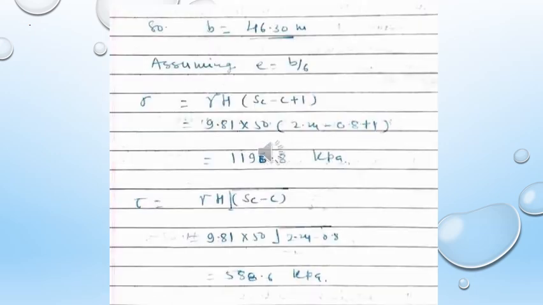So, base width is equal to 46.3 meter, and here sigma means the principal stress at the toe. So, this is gamma W into H into (SC minus C plus 1). Put all the values here, and this comes out as 1196.8 kilopascal or kilo Newton per meter square. Also find out tau 0. So, this is gamma W into H under root of (SC minus C). Put the values and find out the value of tau 0. So, these are the sigma, tau and base width for the elementary profile.